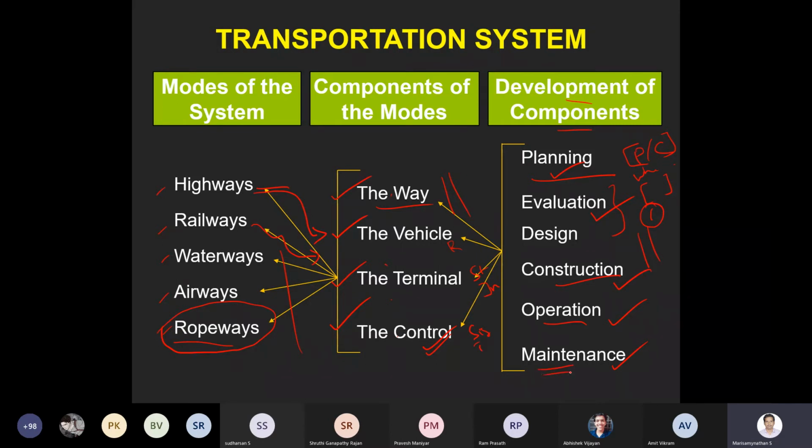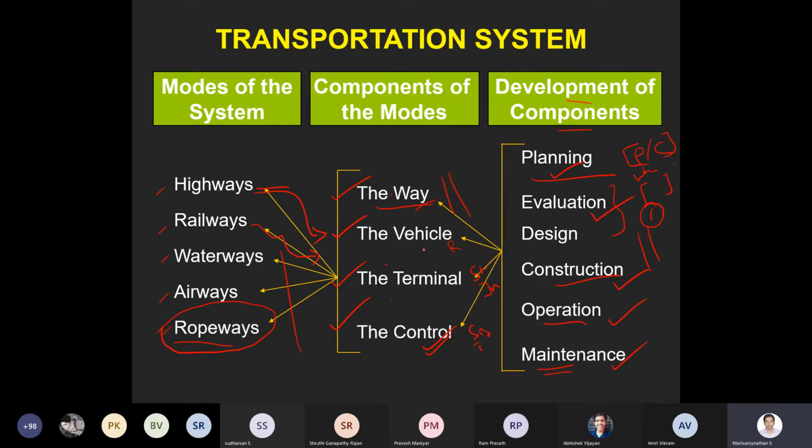Then every year, some potholes or cracks, some deterioration happens on the pavement, and we do regular maintenance. So this is how the development of one component happens.